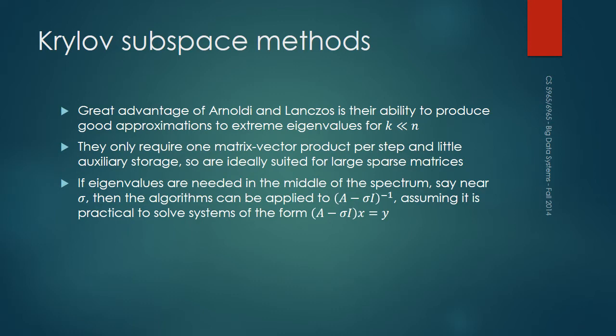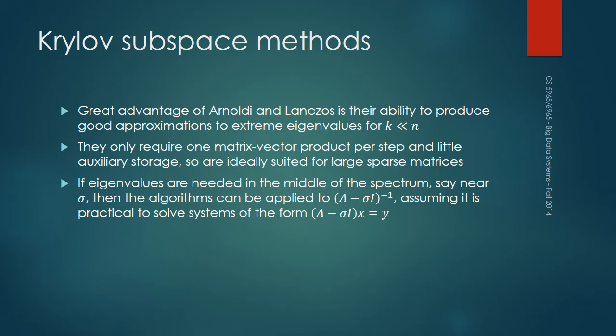The other point, which I've repeated, is that they require only one matrix vector product, so they require very little auxiliary storage, and they're ideally suited for large sparse matrices. So the moment you have a large sparse matrix, this is in most cases your only choice, unless you want to do it in a sequential fashion.